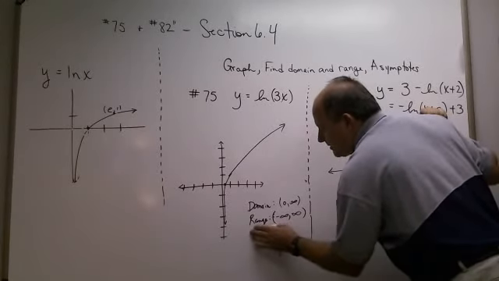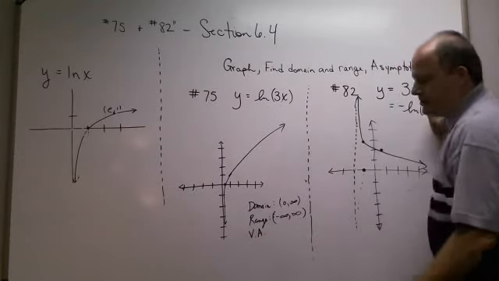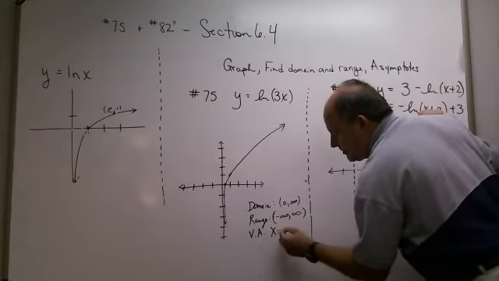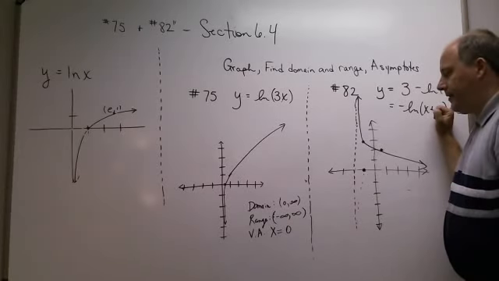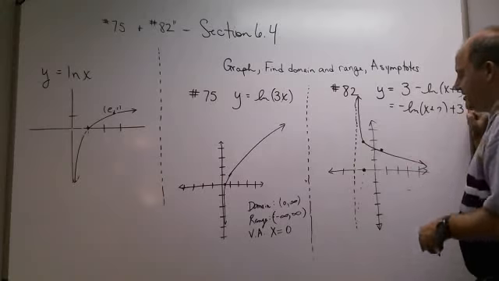And then the asymptotes, well, it's on the x. So the vertical asymptote, there we go. The vertical asymptote is at the y-axis, so it's going to be x equals 0. Okay, so it didn't move left, didn't move right. And so on these problems, you have to do this as well. 82, kind of the same thing.